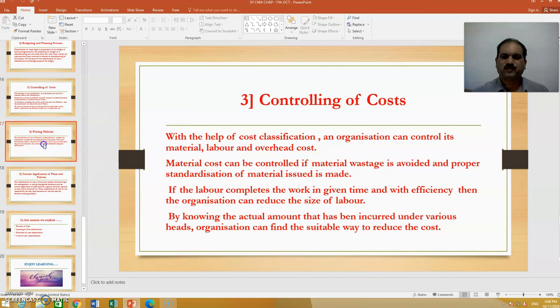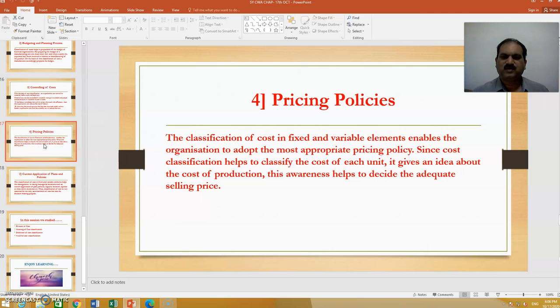Pricing policies. The classification of cost in fixed and variable elements enables the organization to adopt the most appropriate pricing policy. Since cost classification helps to classify the cost of each unit, it gives an idea about the cost of production. This awareness helps to decide the adequate selling price.